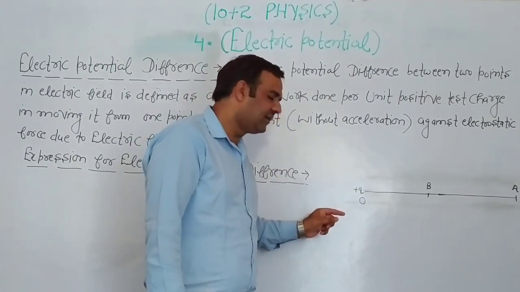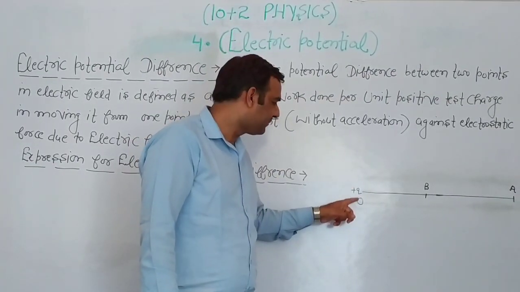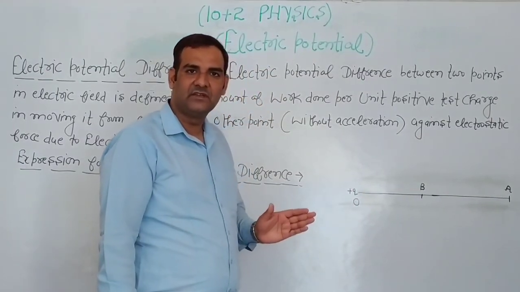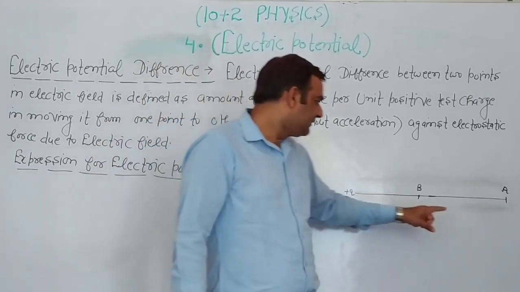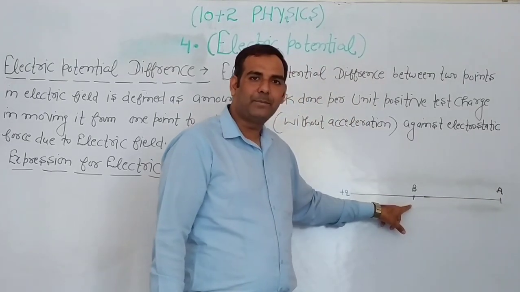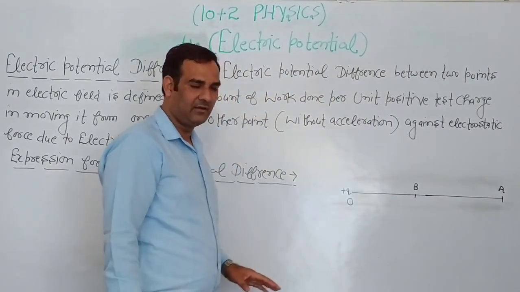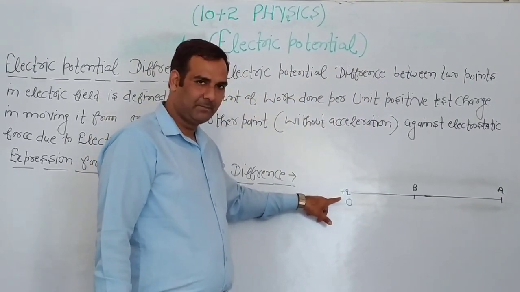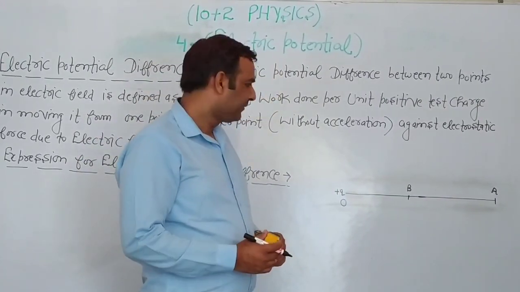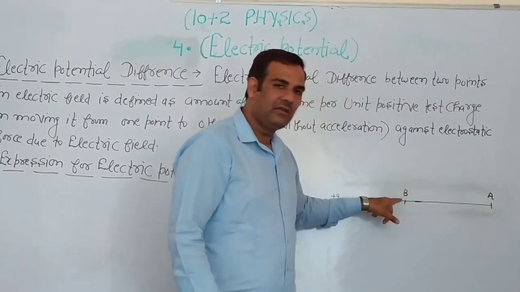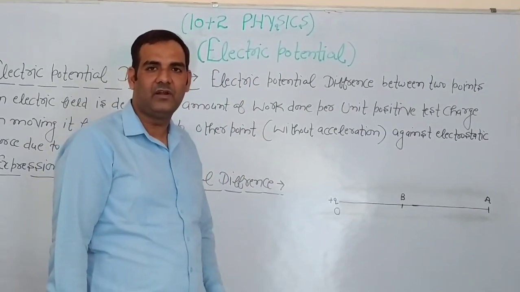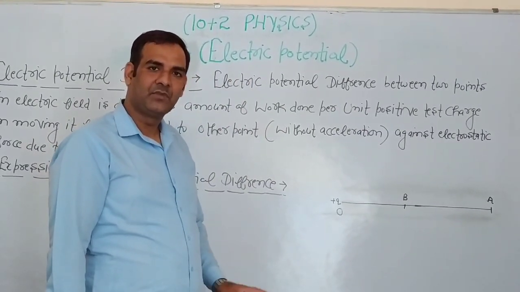A point charge plus Q is present at the point O. This point charge will produce its electric field, and these points A and B are present in the electric field produced by the point charge plus Q. Clear? So in other words, A and B are any 2 points which are present in the electric field produced by point charge plus Q.